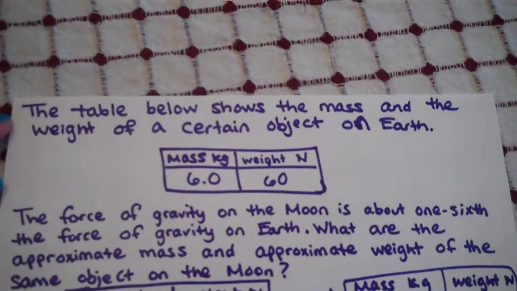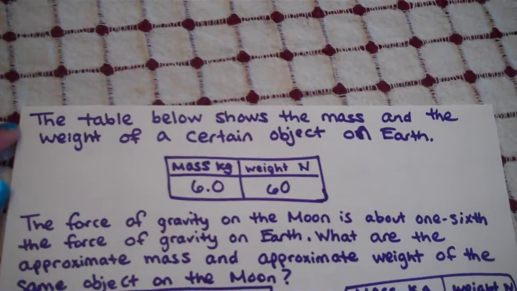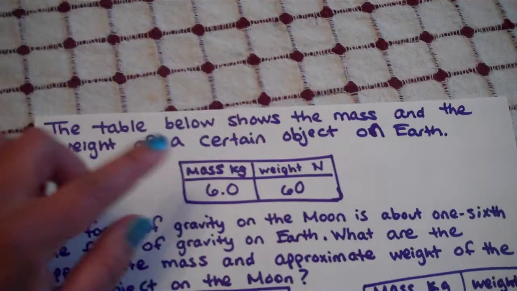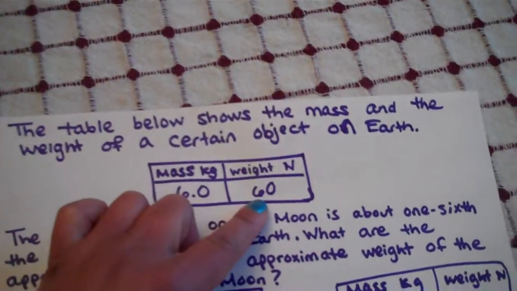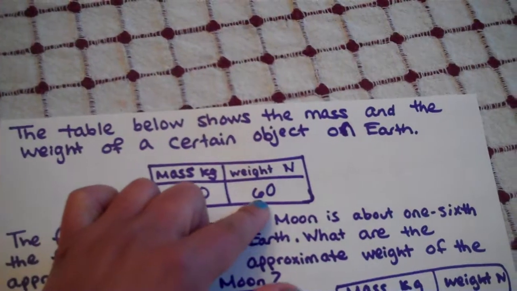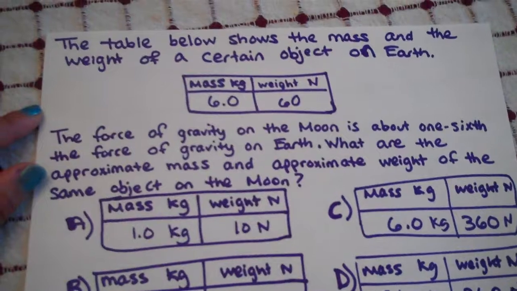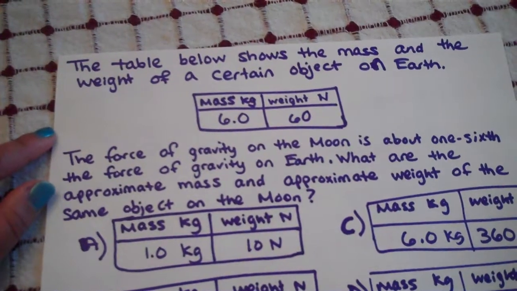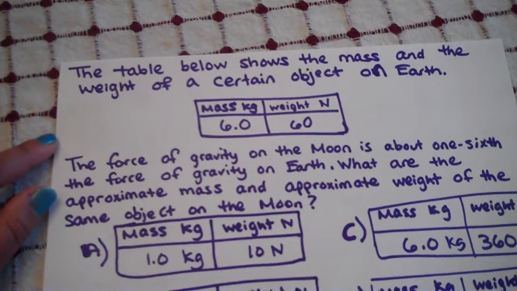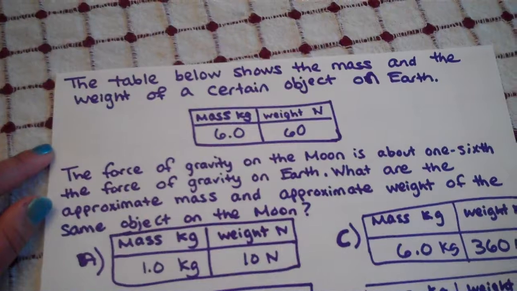The first part of the prompt says the table below shows the mass and the weight of a certain object on Earth. The mass is 6 kilograms. The weight is 60 newtons. That's what N represents. The second part of the prompt says the force of gravity on the moon is about 1/6 the force of gravity on Earth. What are the approximate mass and the approximate weight of the same object on the moon?